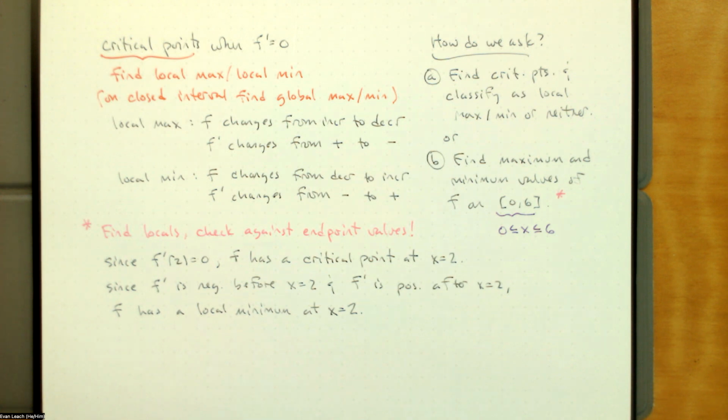3 things happened in this. Number 1, we identified the critical point. Number 2, we classified it as a local minimum. Number 3, we justified why we classified it as a local minimum.